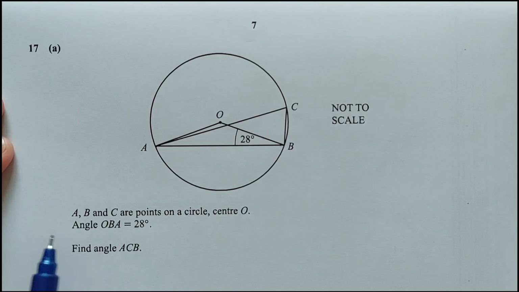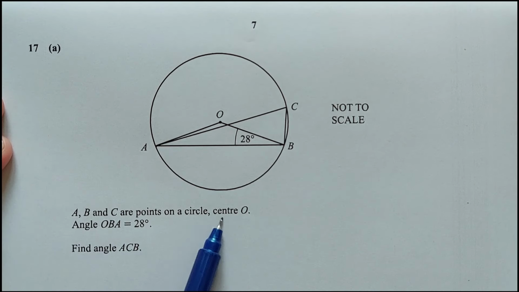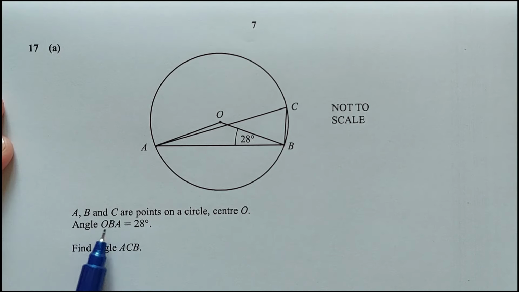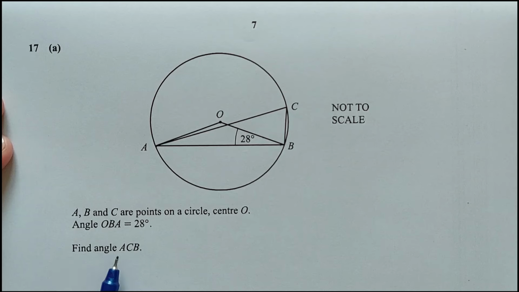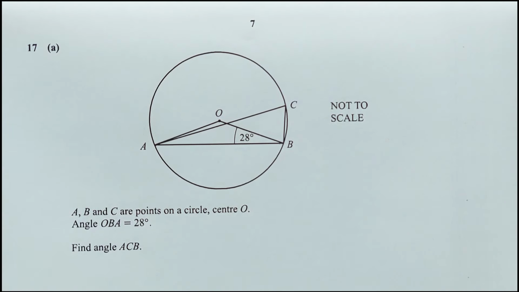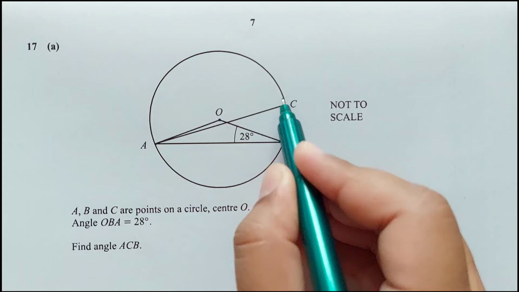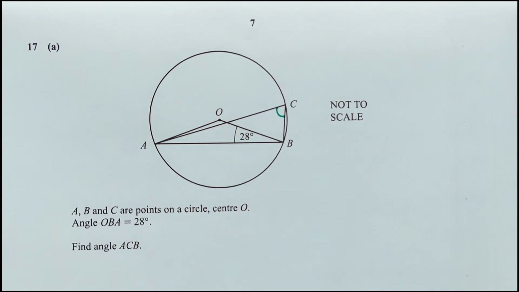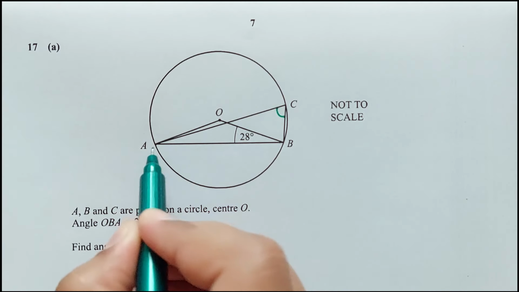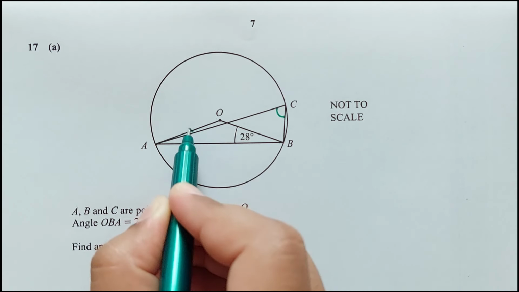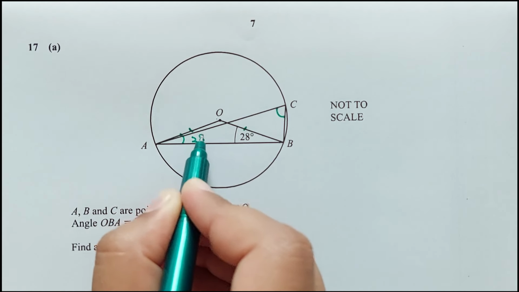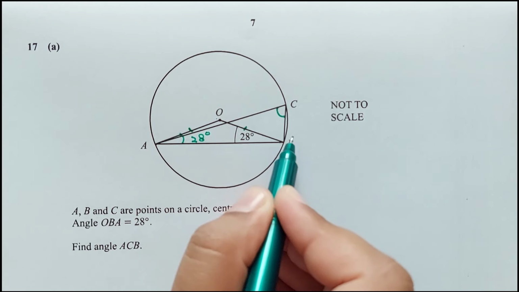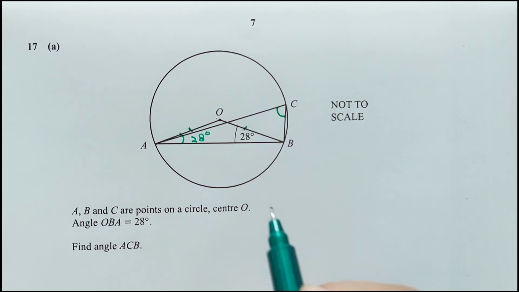Question number 17. A, B and C are points on a circle with center O. Angle OBA is 28 degrees. Find angle ACB. So this is the angle ACB that we have to calculate. What information are we given? OA and OB are two radii, so they are the same. So angle A and angle B are the same, which is also 28 degrees. So triangle AOB is an isosceles triangle: two sides are the same, two angles are the same.